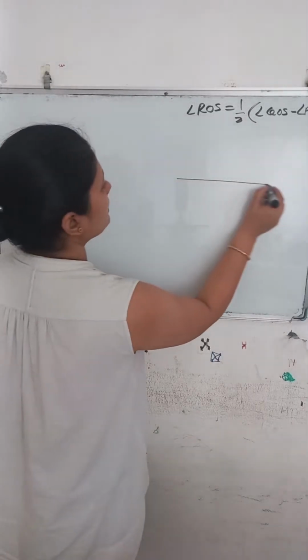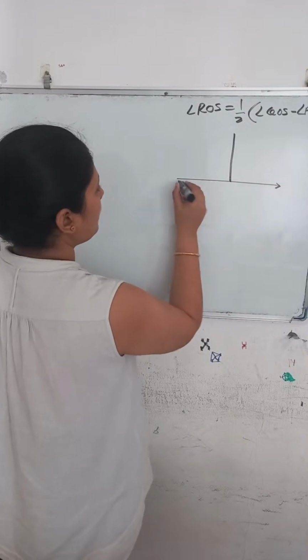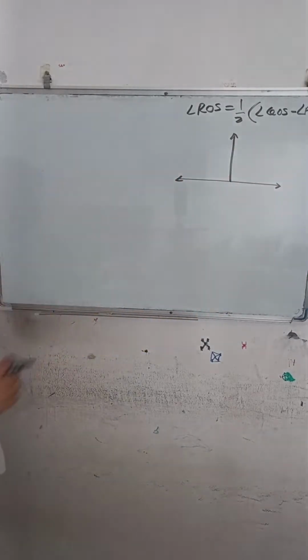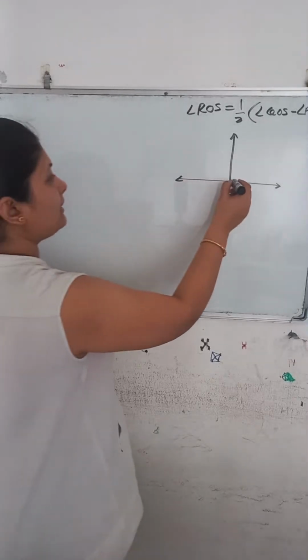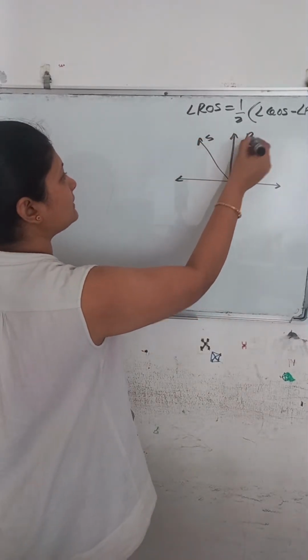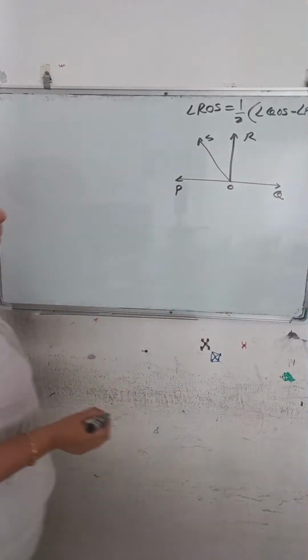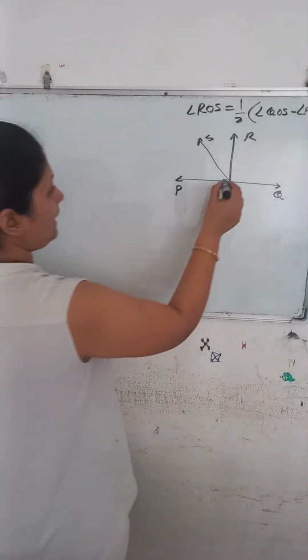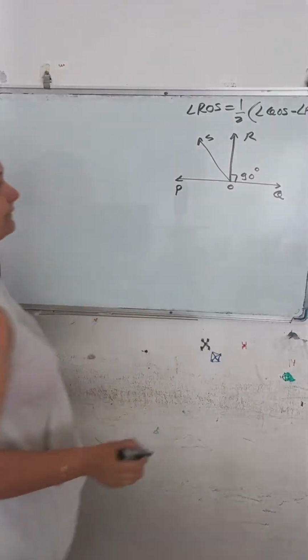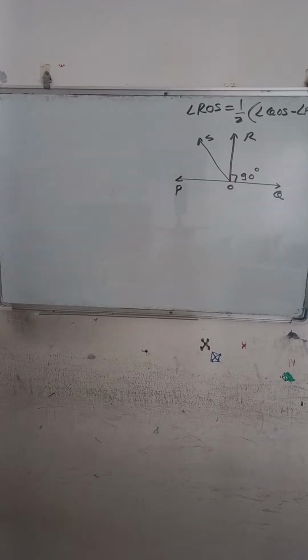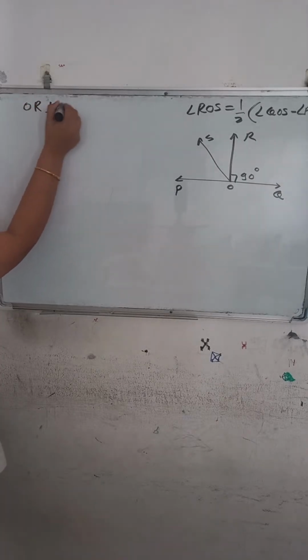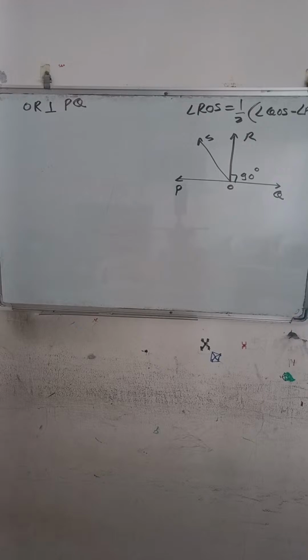Okay, I will draw the diagram. Very easy proof is there. Okay, and here we have, this is S, R, this is P, Q, and this is O. Okay, and this is given 90 degrees. So this is the given figure, and they are saying here it's clearly given OR is perpendicular to PQ.